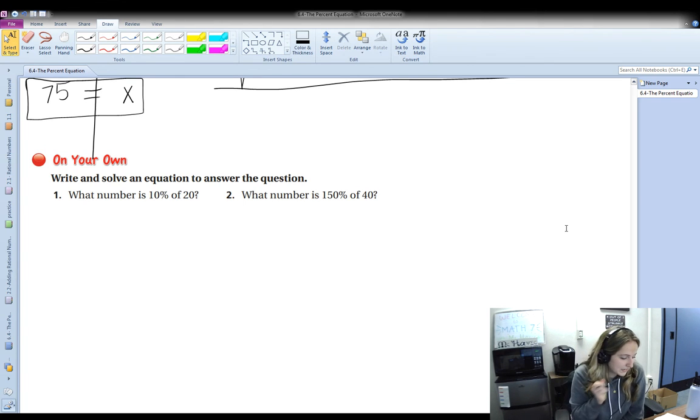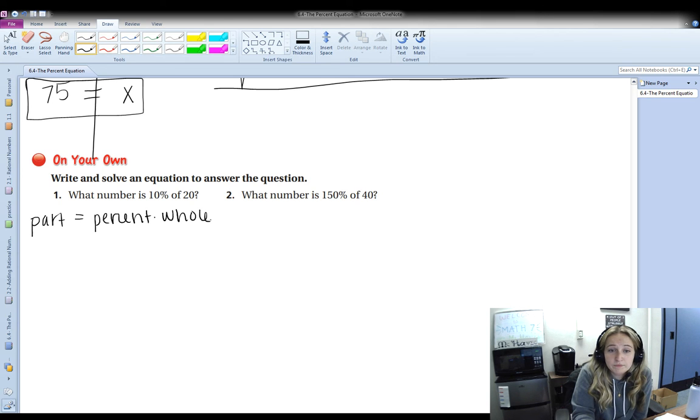Okay, so it says what number is 10% of 20? So remember, it's part equals percent times whole. So our percent is 10%, but remember, we have to write it as a decimal. So to do that, you're going to do 10 divided by 100. That's going to make it into a decimal. So that's going to give me 0.1. Okay? Times, it says of 20.